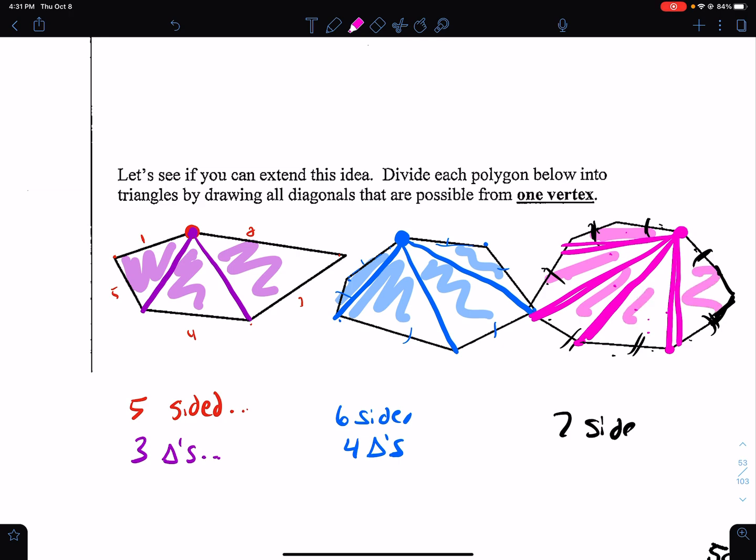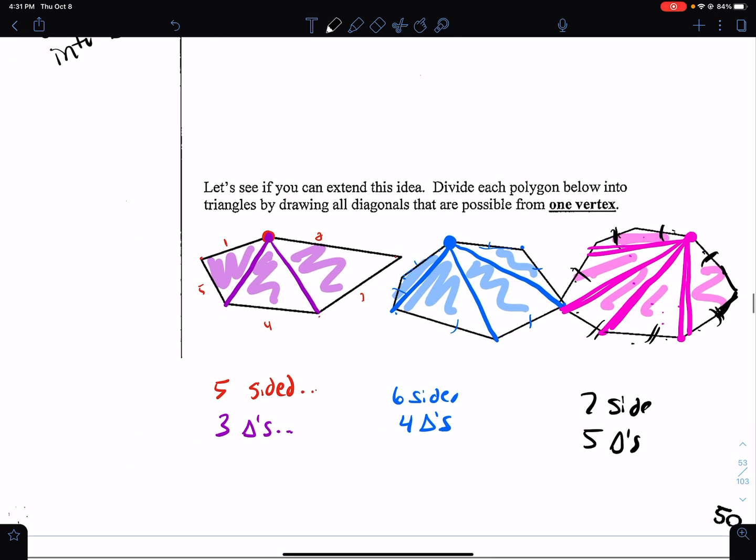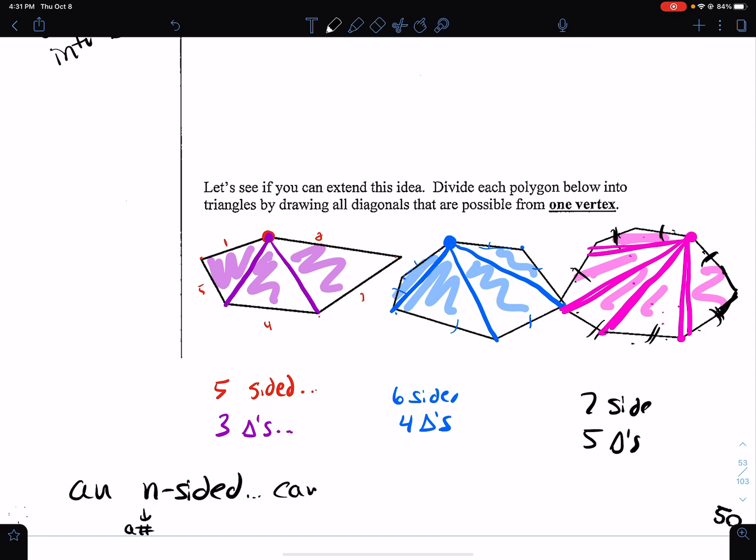I see 5 triangles. So in general, what we're hoping to see is that whenever we have a polygon, an n-sided polygon, and n just stands for a number, however many sides we have on a polygon, it can be split into n minus 2 triangles.